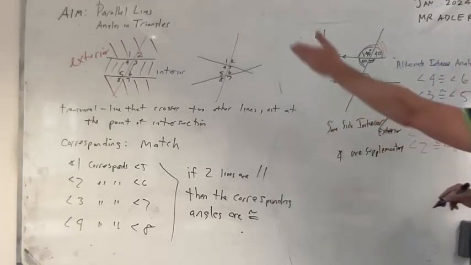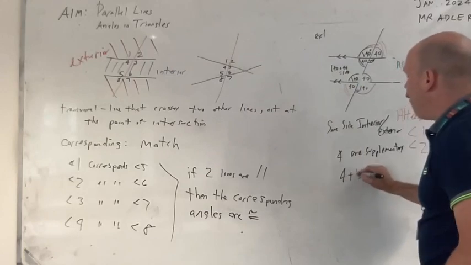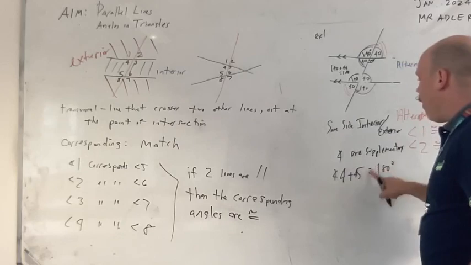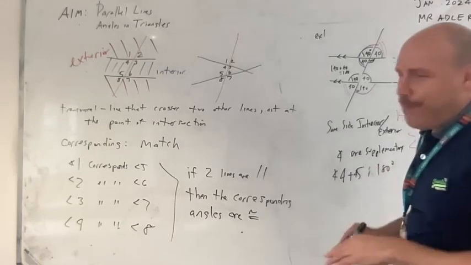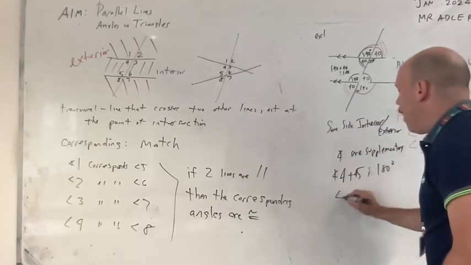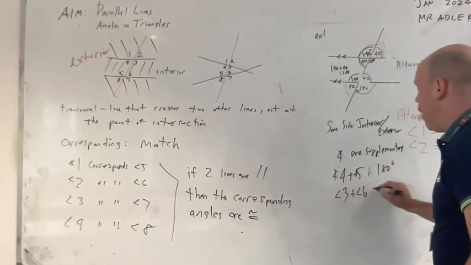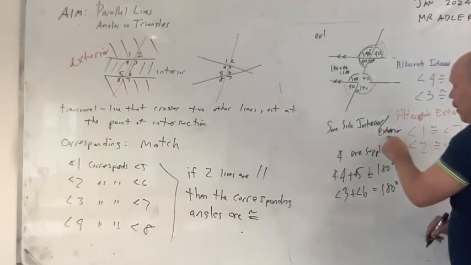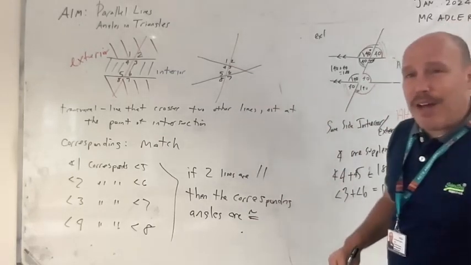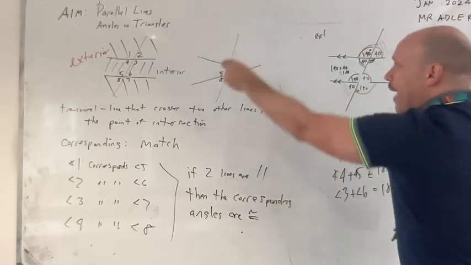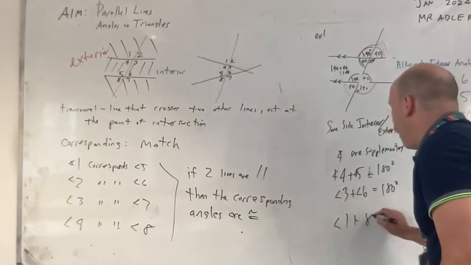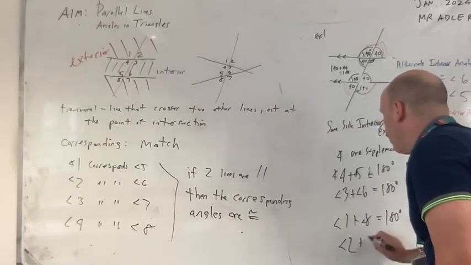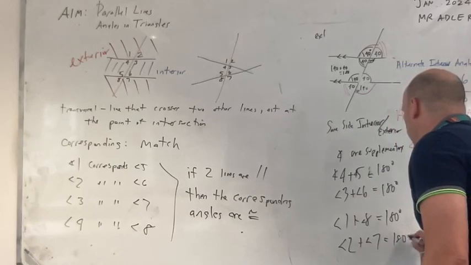And so let's take our numbers. Angle 4 plus angle 5 equals 180 degrees. I'm sorry, it's actually the measurement. What's another thing we can say? Angle 3 plus angle 6 is also equal to 180 degrees. Now we can take a look at the exteriors on the same side of the transversal, 1 and 8. So angle 1 plus angle 8 equals 180, and angle 2 plus angle 7 equals 180 degrees.